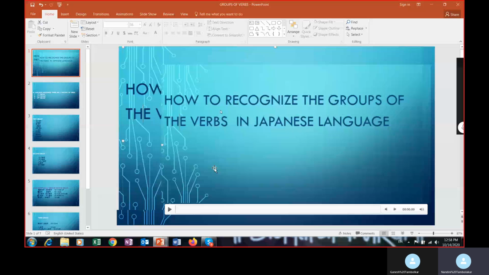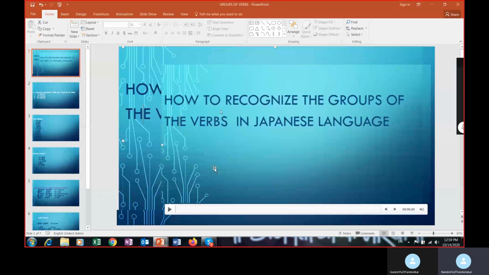Today I am going to explain to you how to recognize the groups of the verbs in the Japanese language. This is the very basic part of our study of the Japanese language. In Japanese, we need to learn different types of verbs. There are three groups of verbs, and these three groups follow different rules. Each group follows different rules to make the conjugation of these verbs with the grammar patterns.